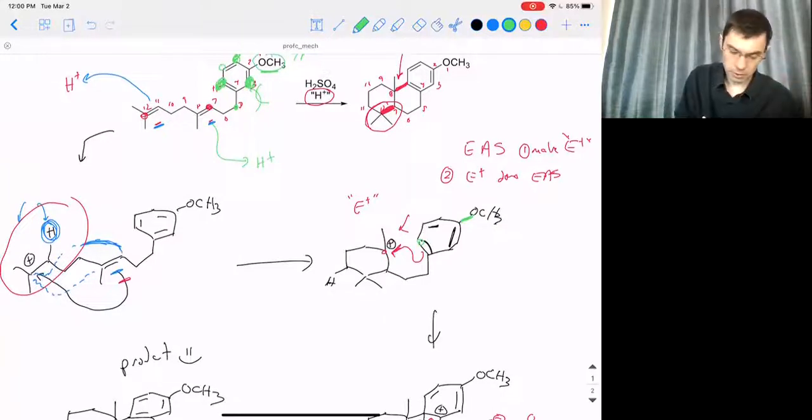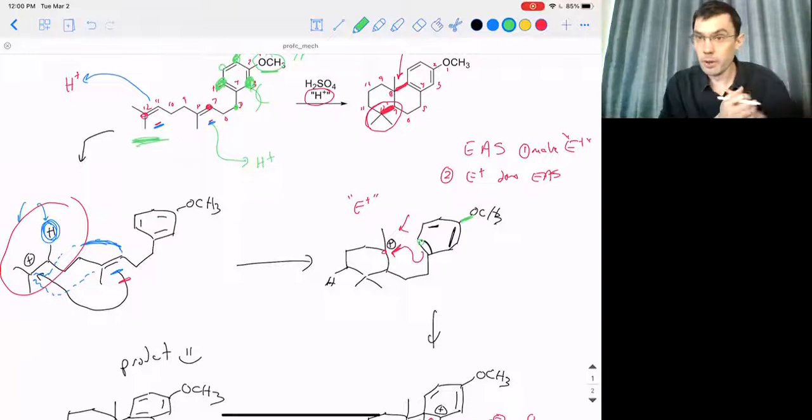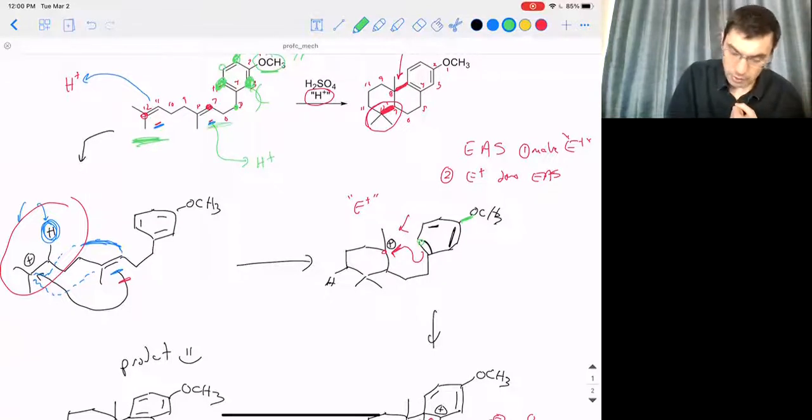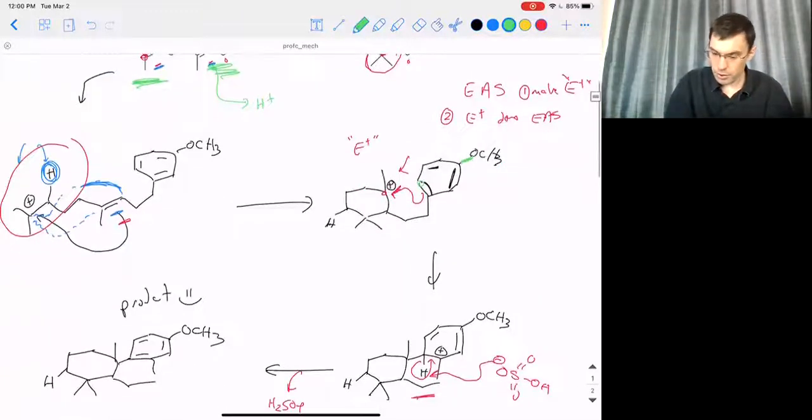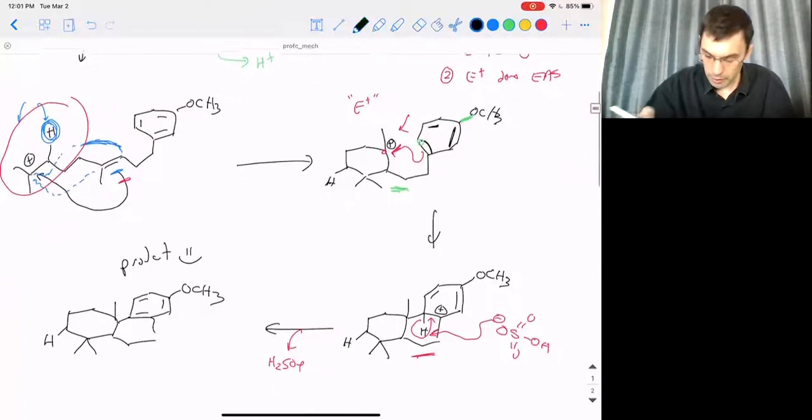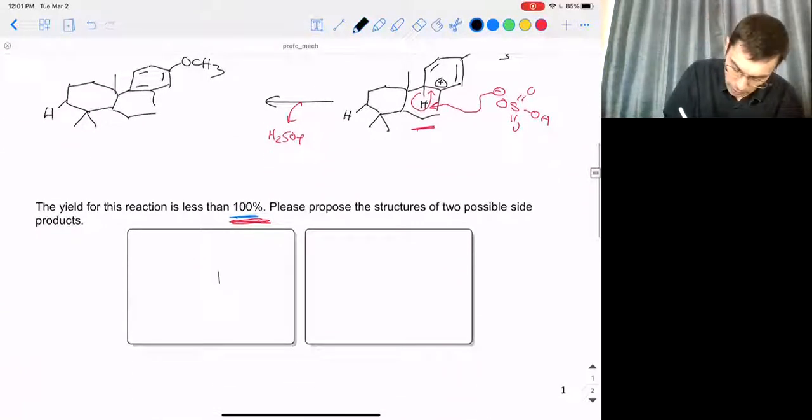we had that terminal alkene, the one dangling out over here, undergo the first protonation. But what if this internal alkene undergoes the first protonation? Well, that would generate a very similar tertiary carbocation, but it would have an acyclic tail. And so that for sure could make a monocyclic product via the same electrophilic aromatic substitution.